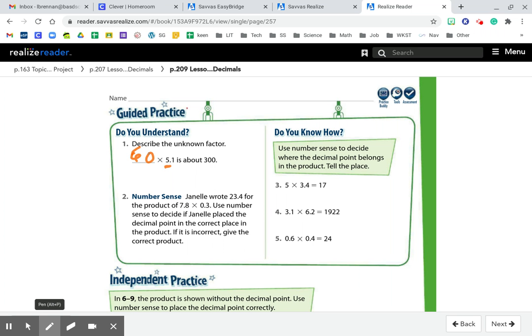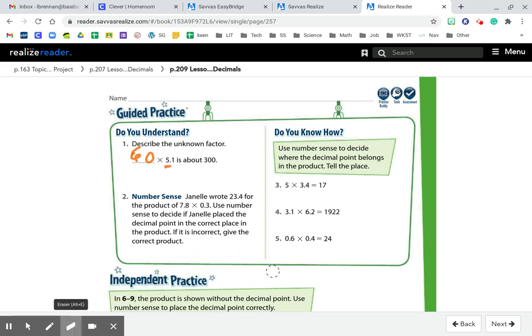Janelle wrote 23.4 for the product of 7.8 times 0.3. Use number sense to decide if she placed the decimal in the right place. So 7.8 rounds to about an 8. And 0.3 is about a third of an 8. Or you can just use your multiplication strategy there, and you can see that she did not put the decimal in the right place for that one.